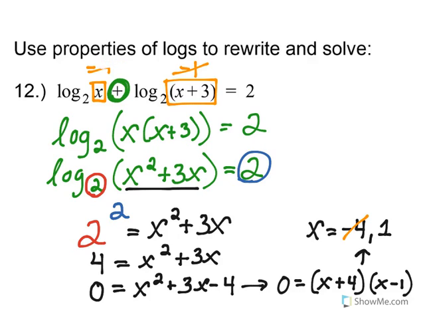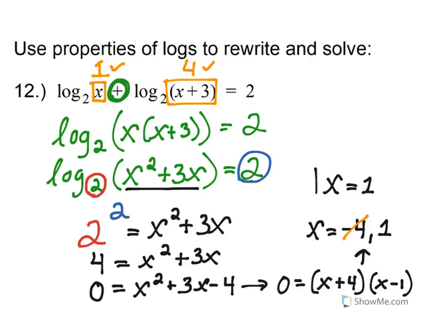Okay? But we need to make sure that x equals 1 is going to work out, because there's no guarantee that it will. So if I plug in x equals 1, I would have a 1 here. And if I plug in a 1 here, 1 plus 3 would give me 4. Well, those are both positive numbers, so that works out. So I do get to keep the x equals 1. So the final solution to this equation is just x equals 1.